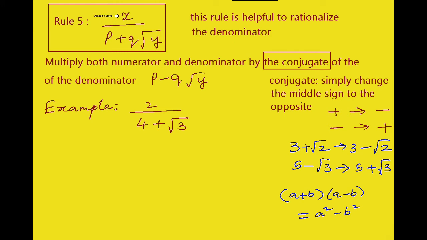Let's continue with the rule. Rule 5: x over p plus q root y. The conjugate of this is obtained by changing the middle sign. Plus will become minus, so p minus q root y. So what are you going to do? You are going to multiply by p minus q root y, in both the numerator and the denominator. That's all. Let me explain this with another example.